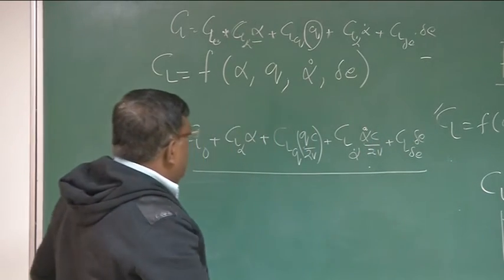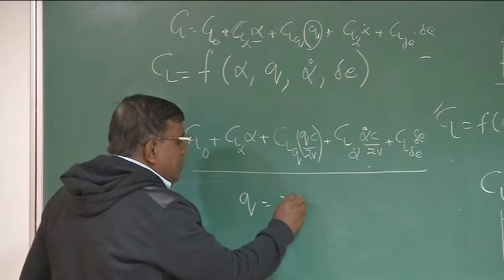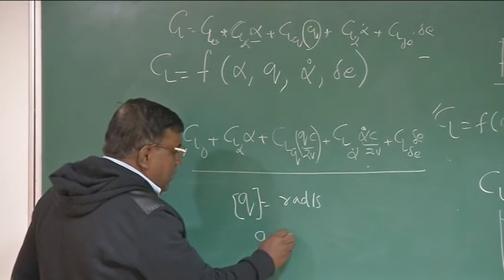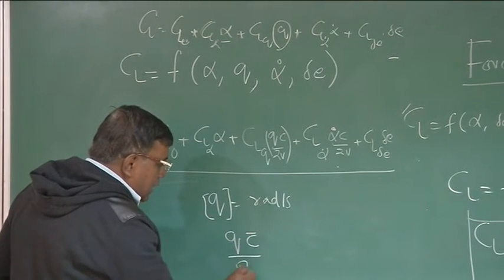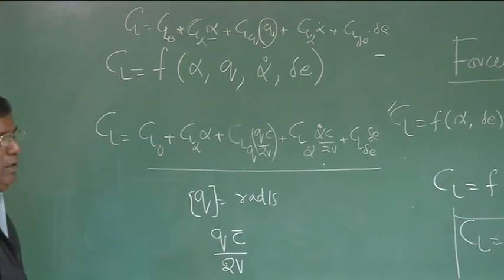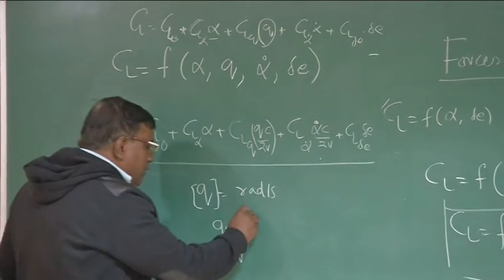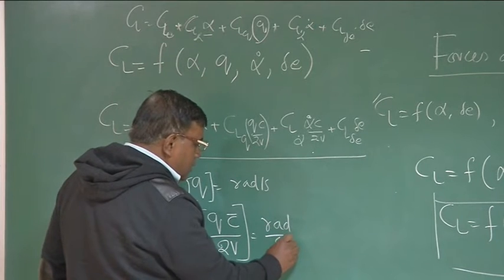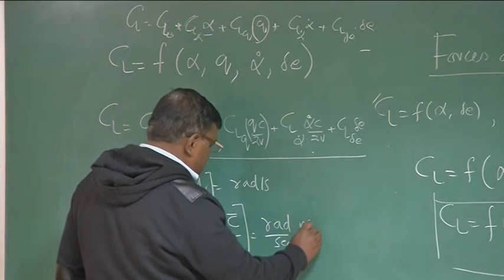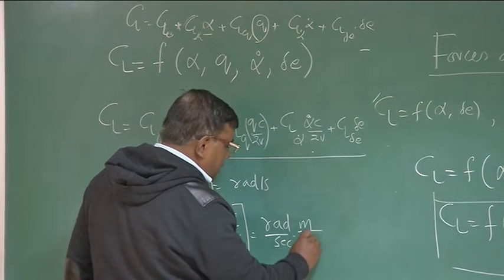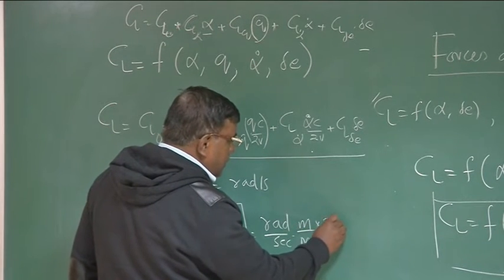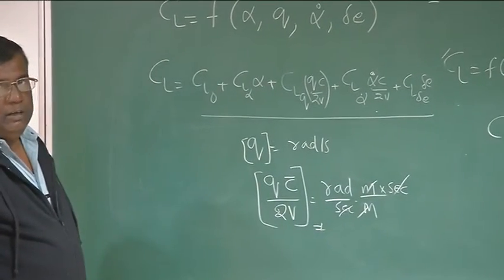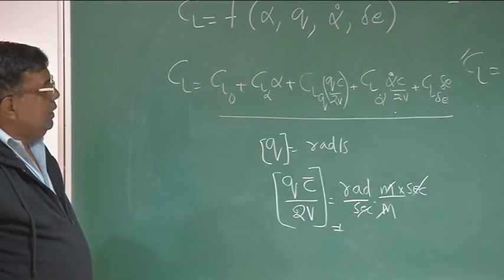So what is done? If Q is radians per second, unit-wise, then what we have done is multiply by the mean aerodynamic chord and divide by 2V. In many literature, they divide by V. And what is the dimension of this? Radian per second, then meter, and here meter per second. So this all cancels, and again this becomes dimensionless. Radian is a dimensionless quantity or unit, right?